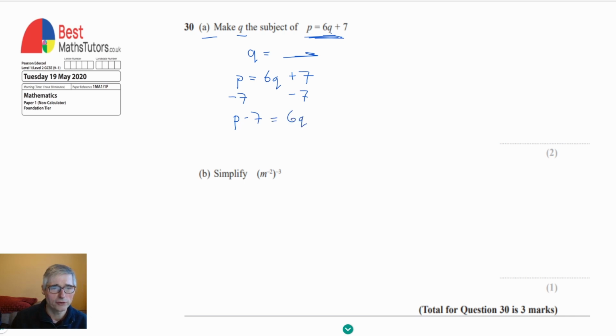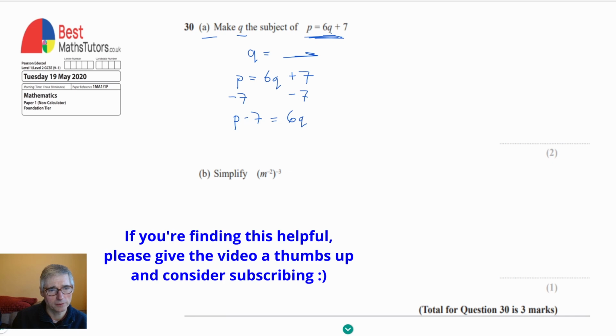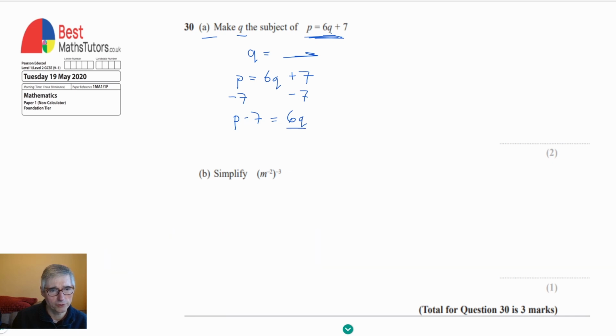And then I'm going to get rid of this 6 that's multiplying the Q there. And to do that, because that's times, if I now divide both sides by 6, which I can show as a fraction there. So dividing both sides by 6, the 6 will cancel there. And I'm left with Q on the right there equals P minus 7 over 6.